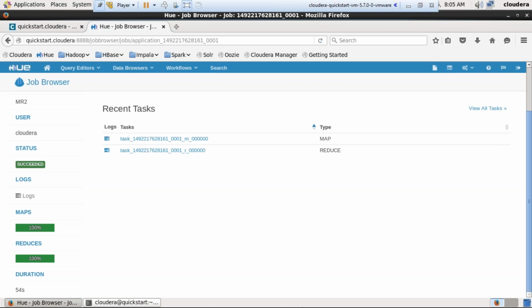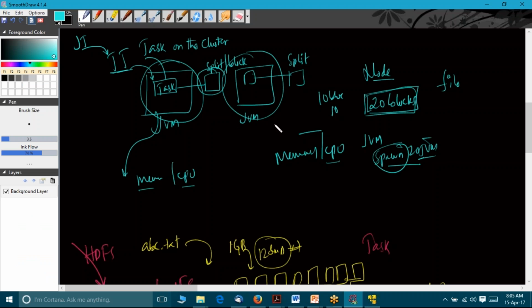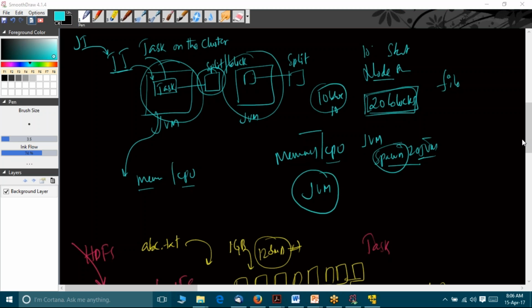Now, if I need to process 10 more blocks, I need 10 more JVMs again. Every JVM startup will be there and shutdown will be there. If I am able to reuse the same JVMs which were started before, I'll be able to definitely save time, right? Are you able to understand this one, friends?